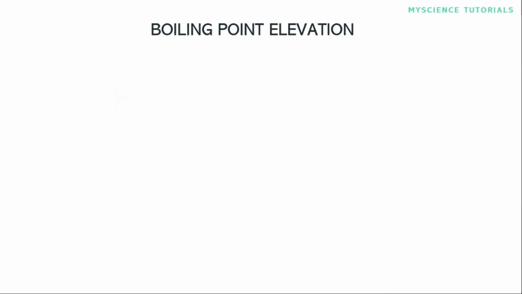So let's begin. In our previous tutorial, we mentioned what colligative properties are in various examples. We also looked at the relationship between vapor pressure depression and the mole fraction from the law that we call Raoult's law. In this tutorial, we want to look at the relationship between the boiling point elevation and the lowering of vapor pressure.